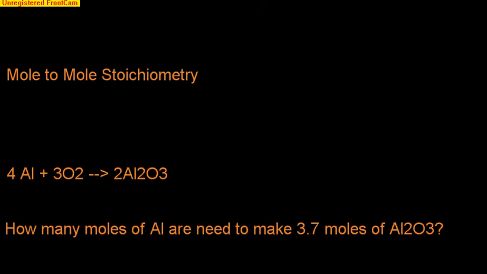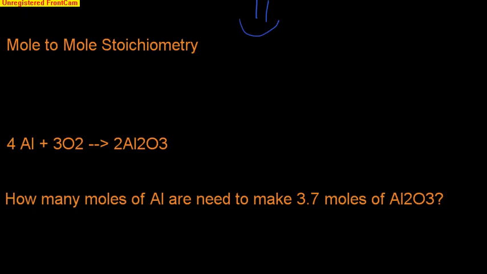But whenever we hear mole to mole, we should probably smile to ourselves, if you will. We'll do a big smile because we know these are the easiest types of stoichiometry problems to do because there's no conversion to grams. We don't have to worry about molar mass. Mole-to-mole stoichiometry should make us happy, or happier, because these are the easiest types of them to do. So let's go ahead and look at one problem.